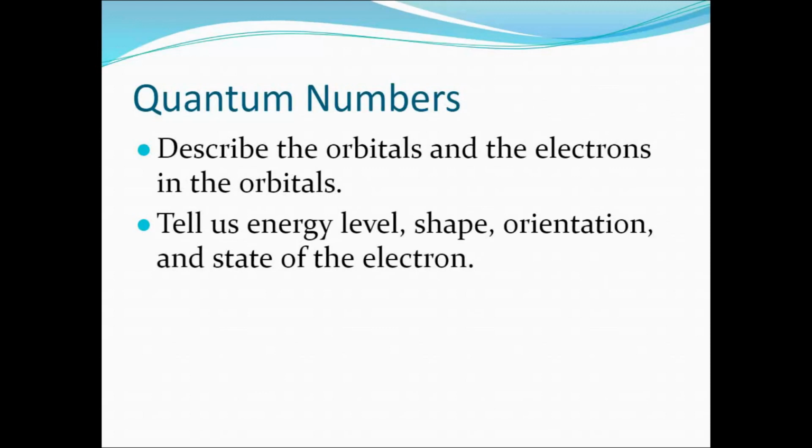So when we talk about quantum numbers, these are those numbers that are going to identify where the electrons are located, like the latitude and longitude. Now we're going to have a set of 4 numbers to tell us where the electrons most likely are to be found. So those numbers are going to tell us 4 things: the energy level, the shape of the orbital, the orientation, how it's turned, and the state of the electron. Which way is that electron spinning?